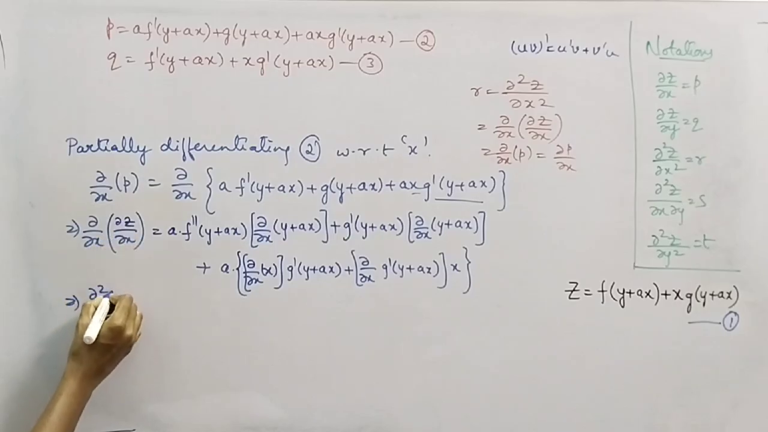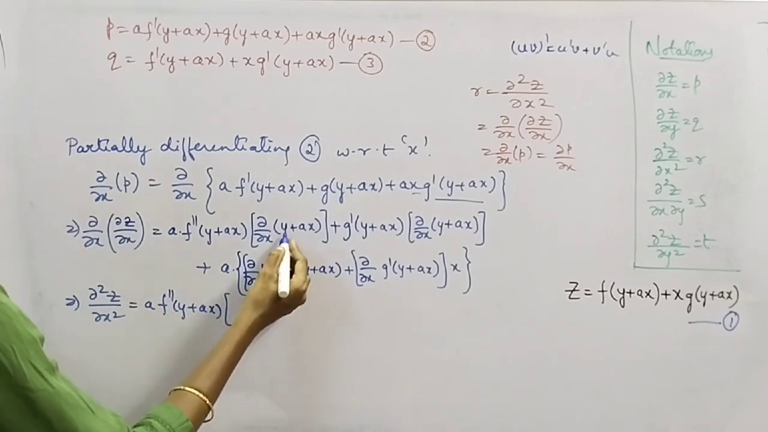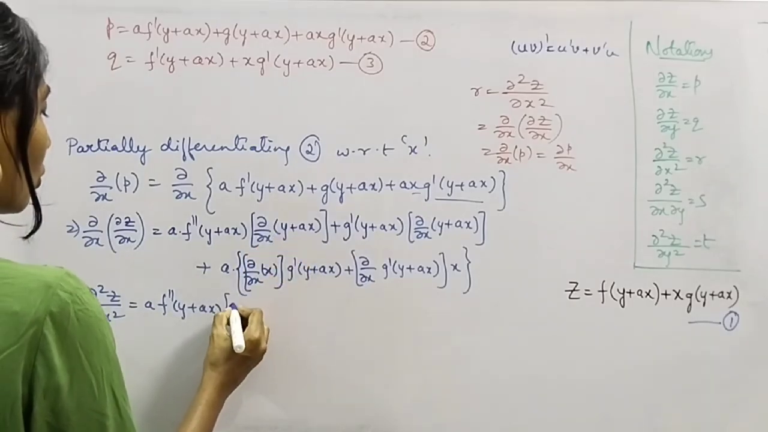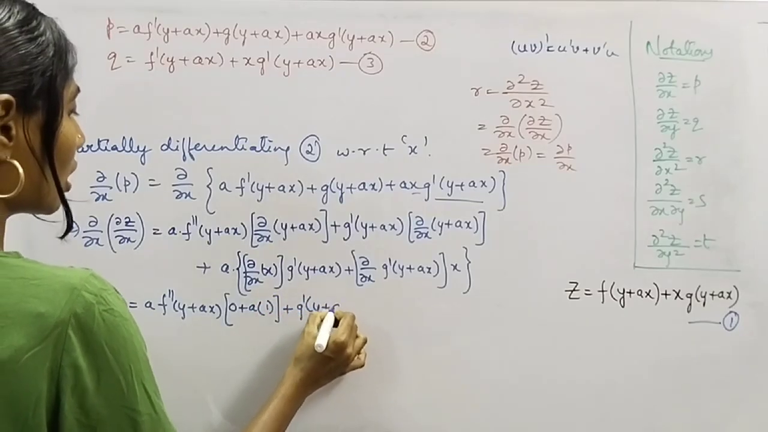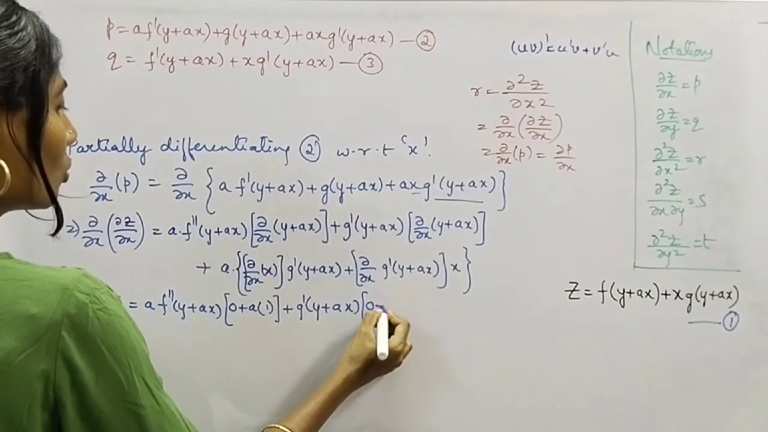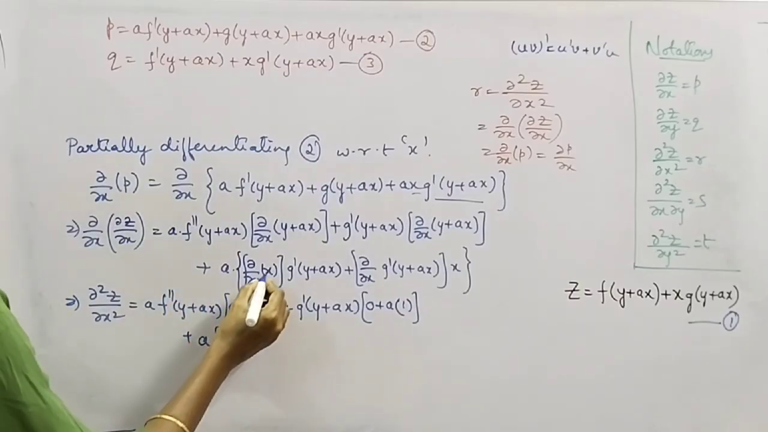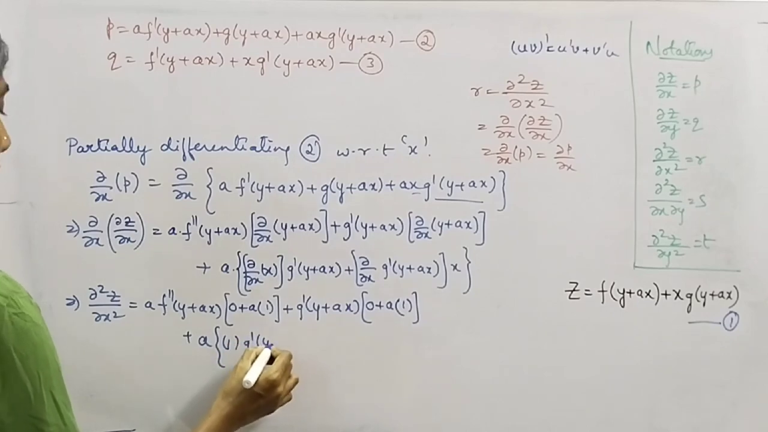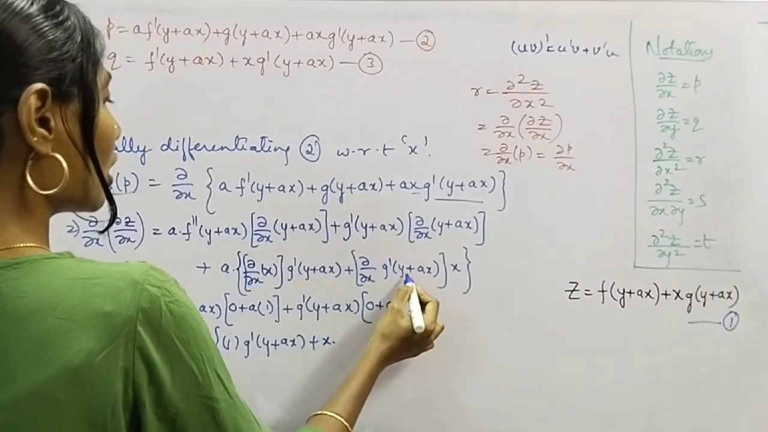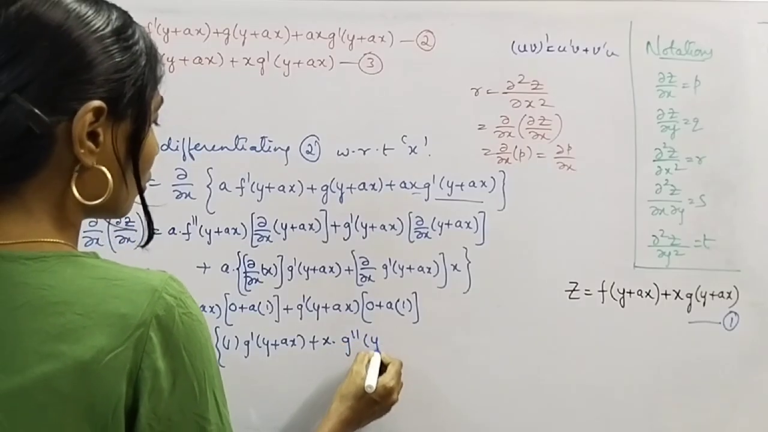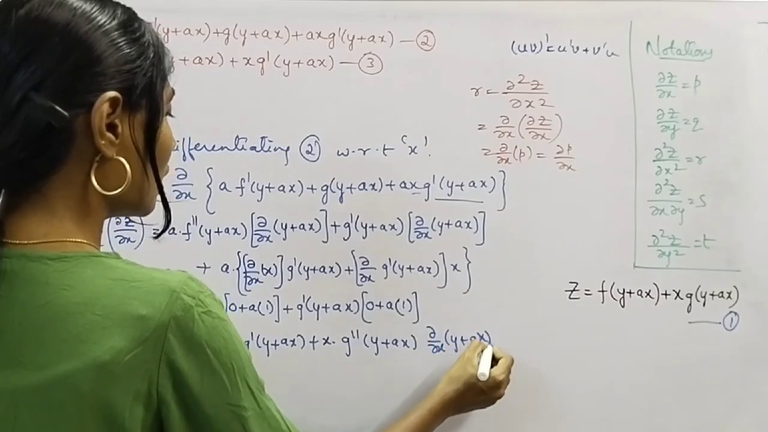This gives us dou square z by dou x square equal to a into f double dash of (y plus ax) into the partial derivative of y with respect to x, which is 0, plus a into the partial derivative of x with respect to x, which is 1, plus g dash of (y plus ax) into the partial derivative of y with respect to x, which is 0, plus a into the partial derivative of x with respect to x, which is 1, plus a into the partial derivative of x with respect to x, which is 1, into g dash, plus x into the partial derivative of g dash of (y plus ax), which is g double dash of (y plus ax), into the inner derivative dou by dou x of (y plus ax).